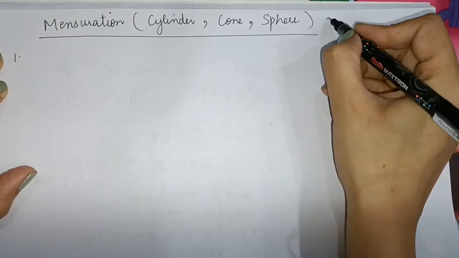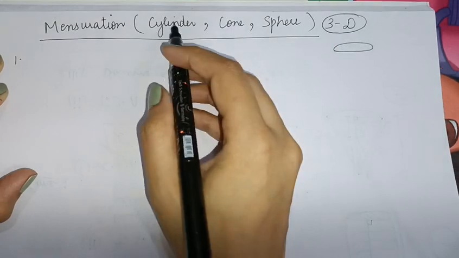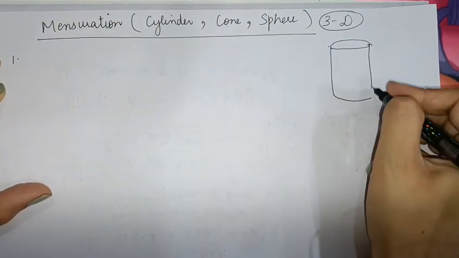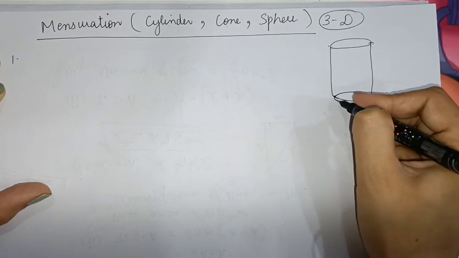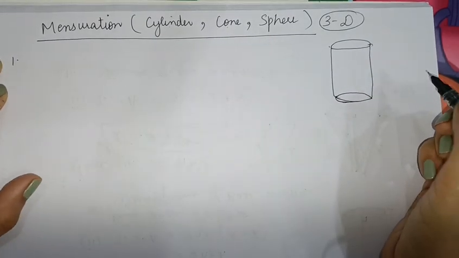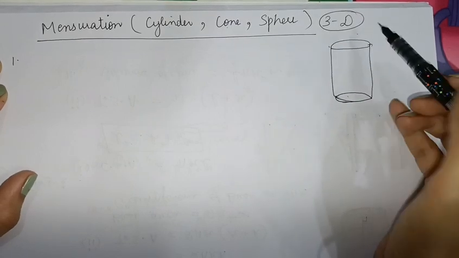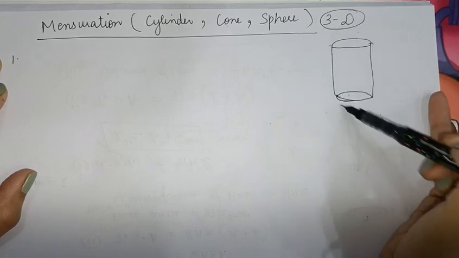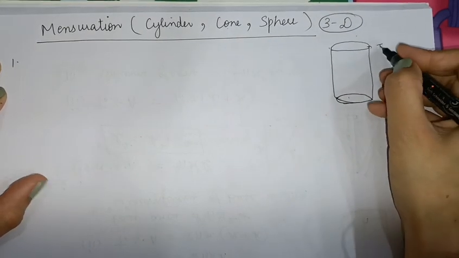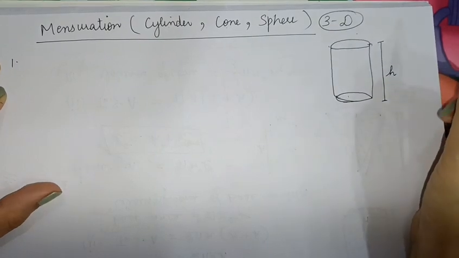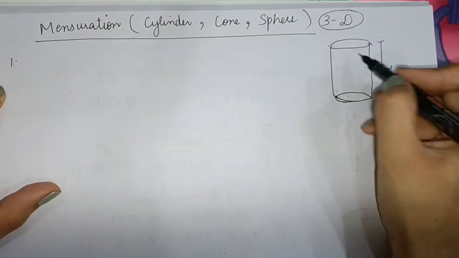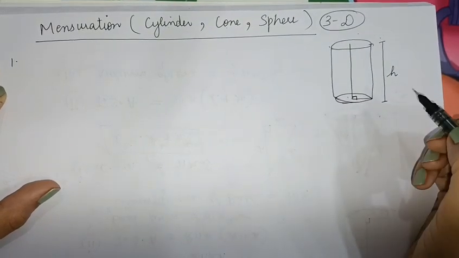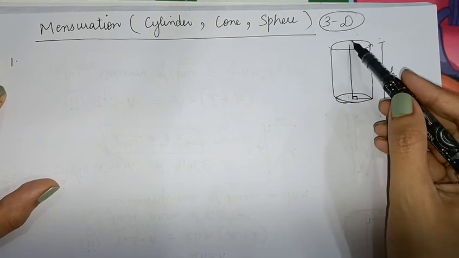First, solids. So 3D solids we will be discussing here: cylinder, cone and sphere. First one is cylinder. This is how a cylinder looks like. You might have seen some kitchen containers like this, and an actual gas cylinder also. So the shape is like this. Height of the cylinder I am writing a small h. So this is height. So right angle is there. It's a right angled cylinder.